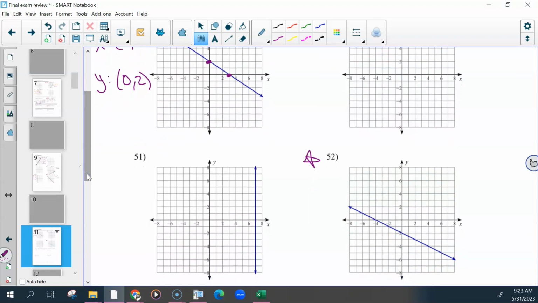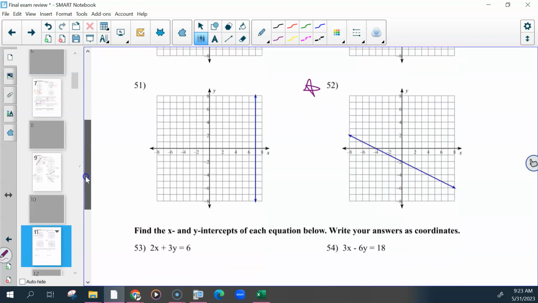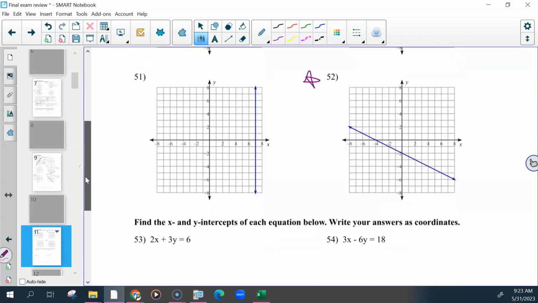52 is the same. Look for where this line crosses the x and y axis, and label them. On the x-axis, it would cross at -4. On the y-axis, it would cross at -2. So (-4, 0) and then (0, -2). Other questions on this page?